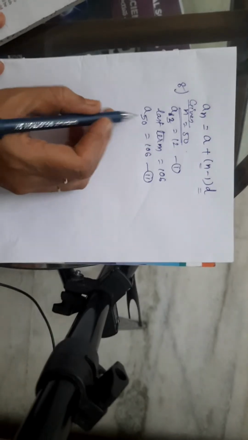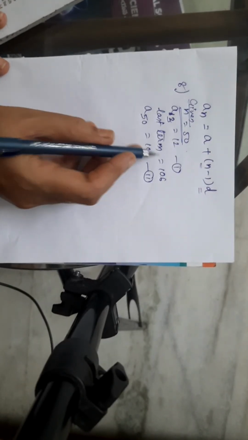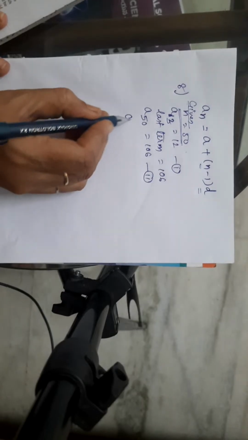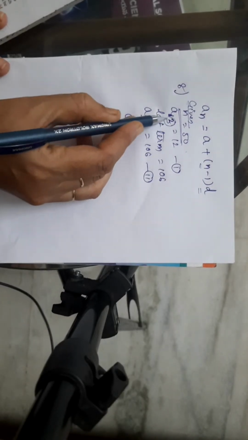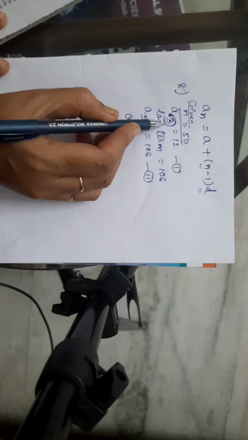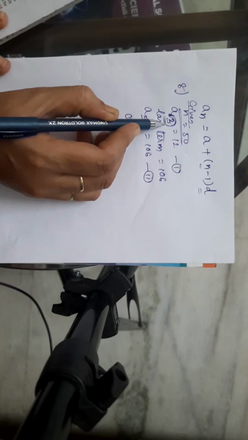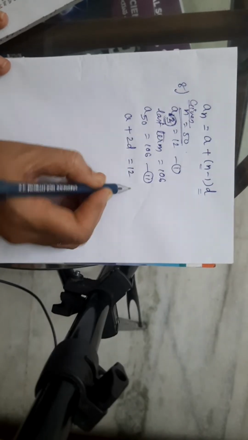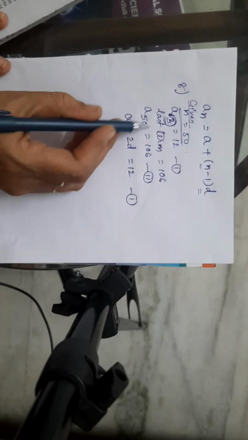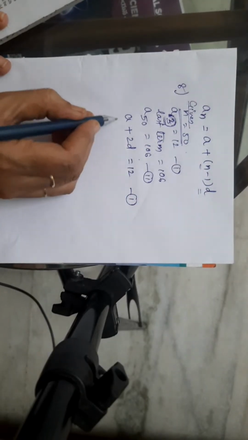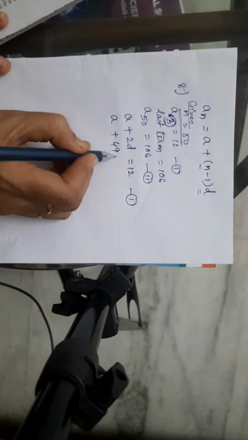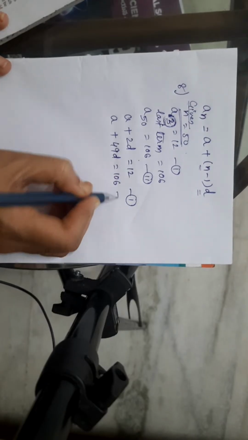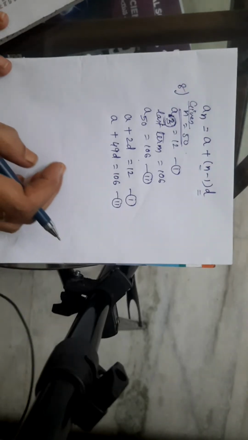So let's prepare two equations out of this. Related to the first one, A3 is 12. If you remember, I told you that whatever term is given, we need to subtract 1 from that. So here A3 is given, so we can write it as a plus 2d is 12. This is our first equation. A50 is given as 106, so we consider a plus 49d equals 106. This is the second equation. We got two equations here.